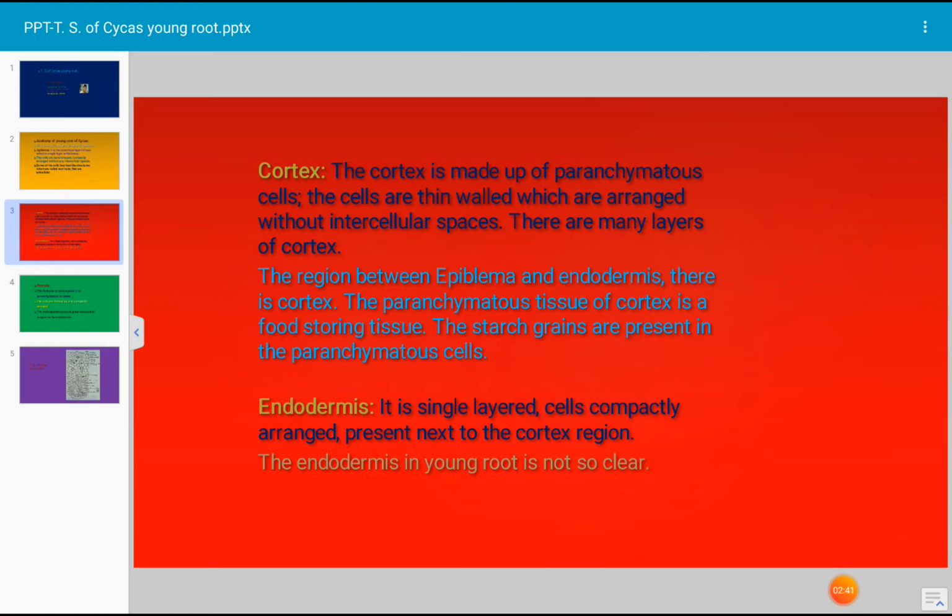Okay. Next layer in the transverse section of root of Cycas is endodermis. Endo means inner, dermis means skin. Inner layer, that is endodermis. It is also single layered and the cells are arranged very compactly without leaving intercellular spaces, and this endodermis is placed just below the cortex. Okay. And in fact, the endodermis is not so clear in the young root of the Cycas.